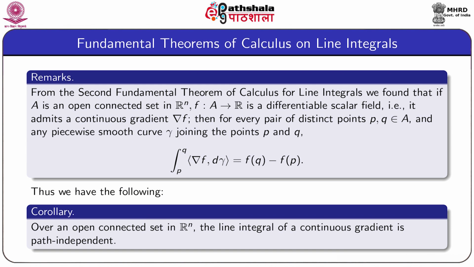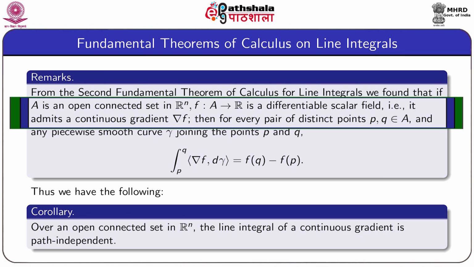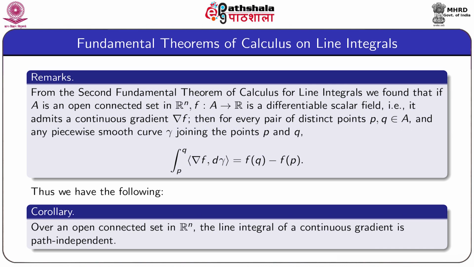One remark at this point. From the second fundamental theorem of calculus for line integrals, we found that if A is an open connected set in Rn, f from A to R is a differentiable scalar field, that is, it admits a continuous gradient ∇f, then for every pair of points P and Q in A and any piecewise smooth curve γ joining the points P and Q, the integral from P to Q of ∇f dγ equals f(Q) minus f(P). We must note here that P and Q may not be distinct.